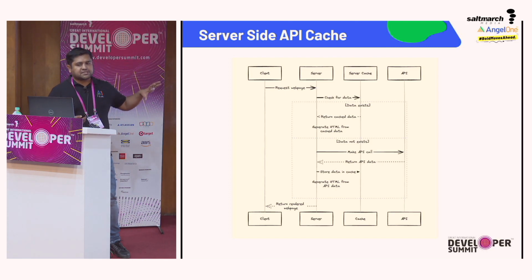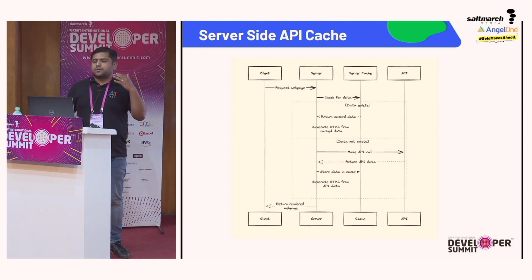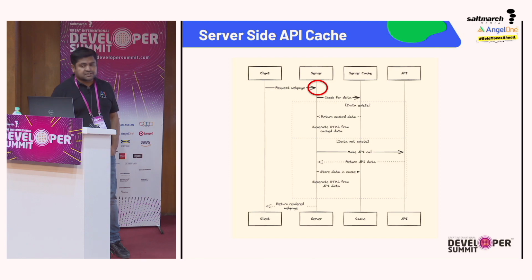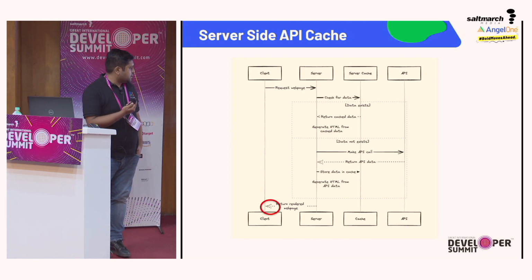So when it comes to caching, you can have either a short-term cache, a medium-term cache, or a long-term cache. Short-term cache is mainly for a few minutes, maybe 10 minutes, 20 minutes. Medium-term cache is for a few hours. Long-term cache is for a few days. We started with the short-term cache. With this setup, whenever a request comes to the server, it first checks if the data is there in the cache or not. If it gets the data, it returns the data, generates the HTML from that cached data, and sends it back to the client.